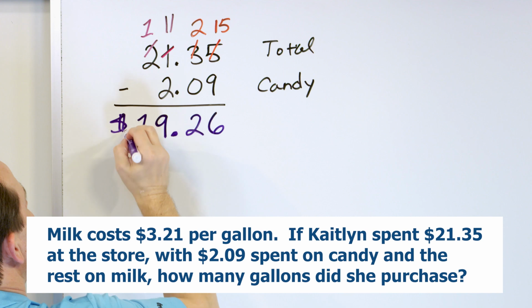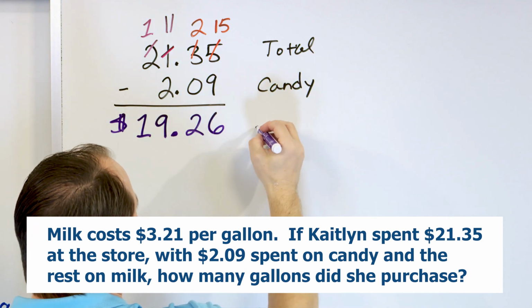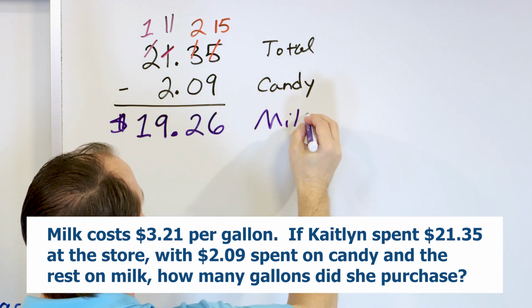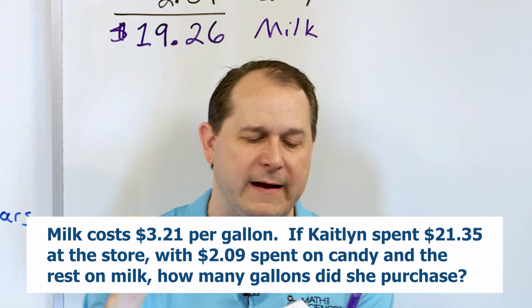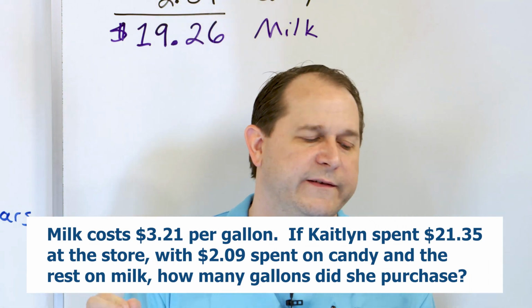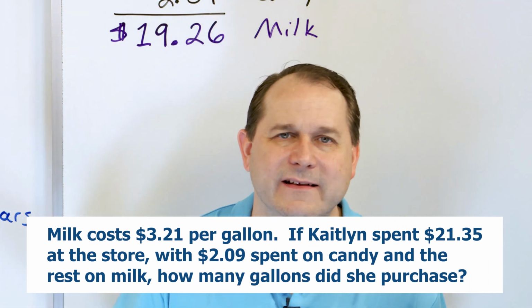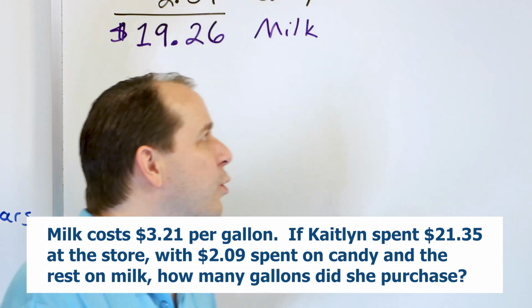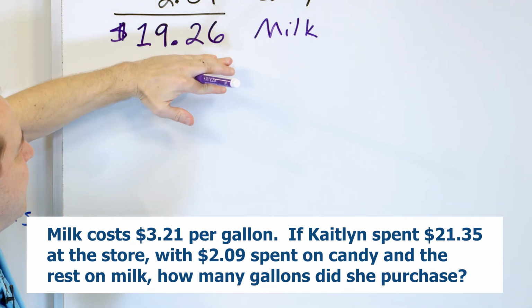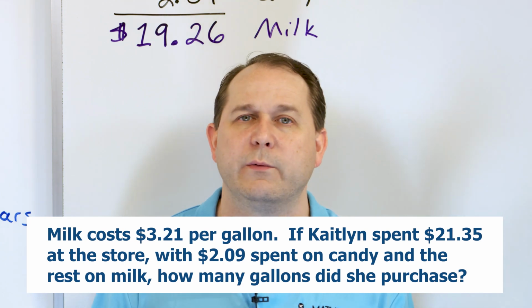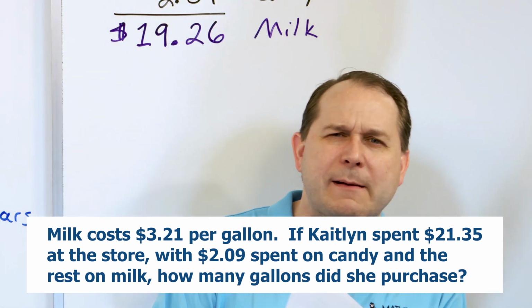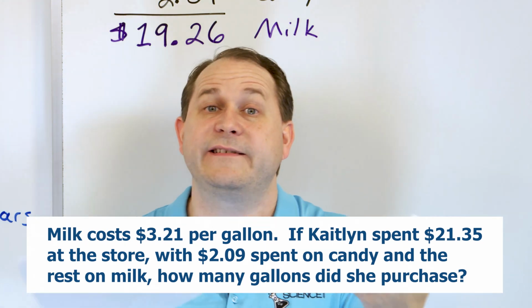So we spent $19.26 on milk. That's what we really wanted to figure out in the first part of the problem because it tells us milk costs $3.21 per gallon. How many gallons did she purchase? Well, now we know how much money she actually spent on milk. And we also know the price of a gallon of milk. It's $3.21 per gallon. So you might not be sure, should I multiply or should I divide? Let's say you don't know.